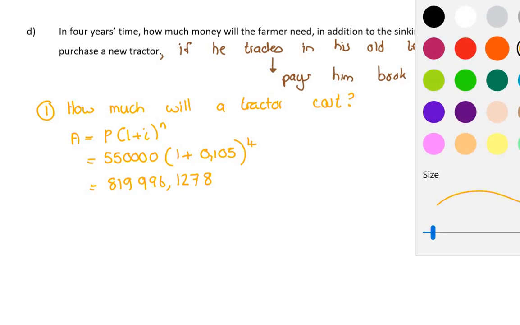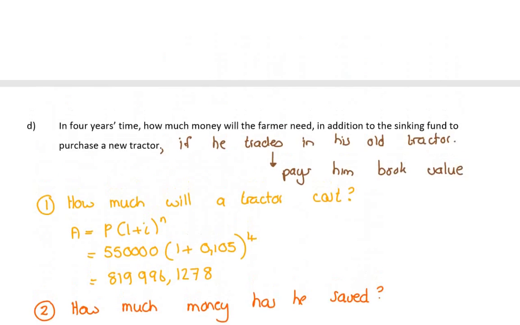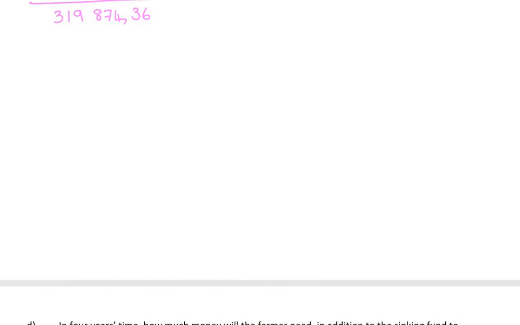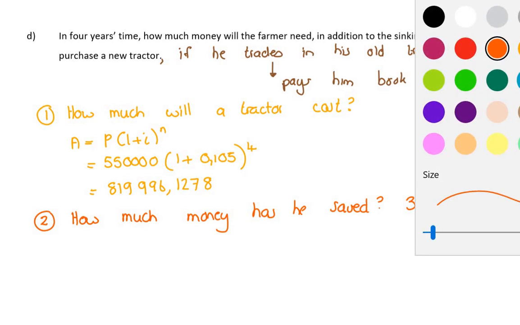The second thing I have to ask myself is how much money has he saved? And that's my sinking fund, because that's the whole point of a sinking fund, to save up towards the cost. So my sinking fund that I got was this 319,874.36. So if I go back down to answer that question, he has saved 319,874 rand and 36 cents. So he doesn't need all of that 819,000 because he has saved.